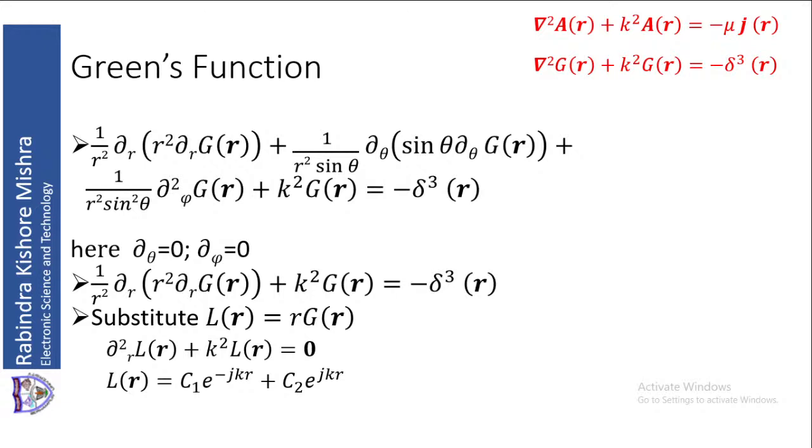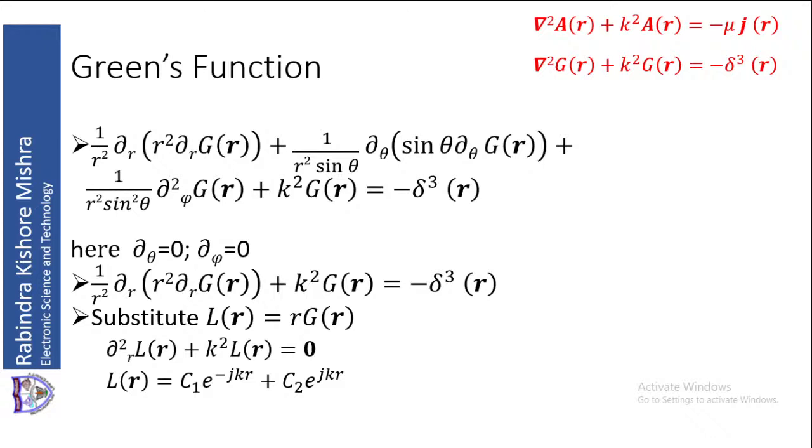So ∂/∂θ operating on G(r) will give us 0. Similarly, ∂/∂φ operating on G(r) will give us 0. So the ∂θ and ∂φ operations here give us 0. ∂θ is equal to 0, ∂φ is equal to 0. So if you take that, then the second term and third term on the left hand side are 0, leaving us with the first term and the fourth term.